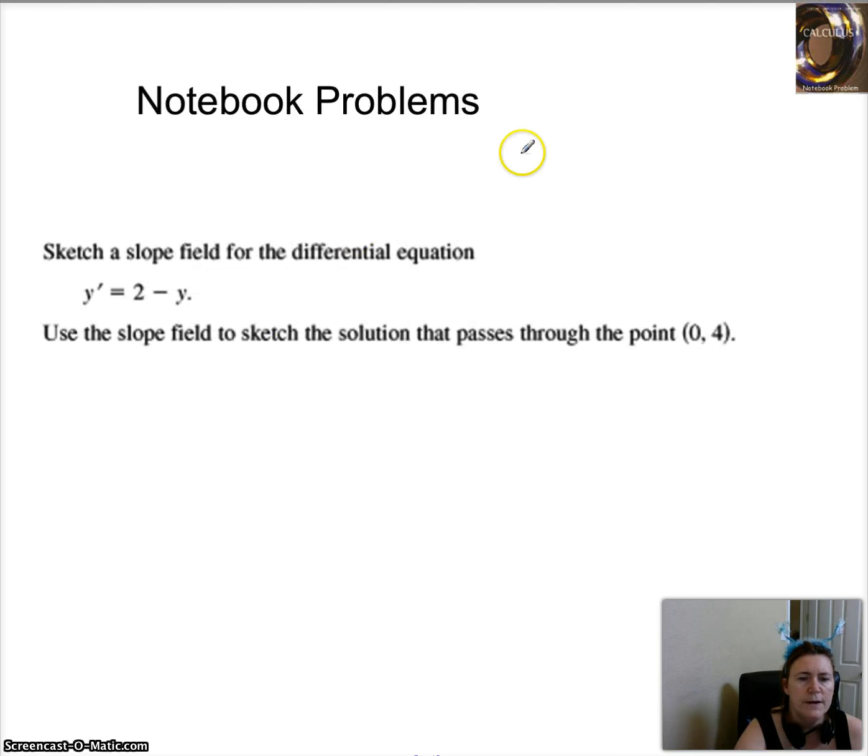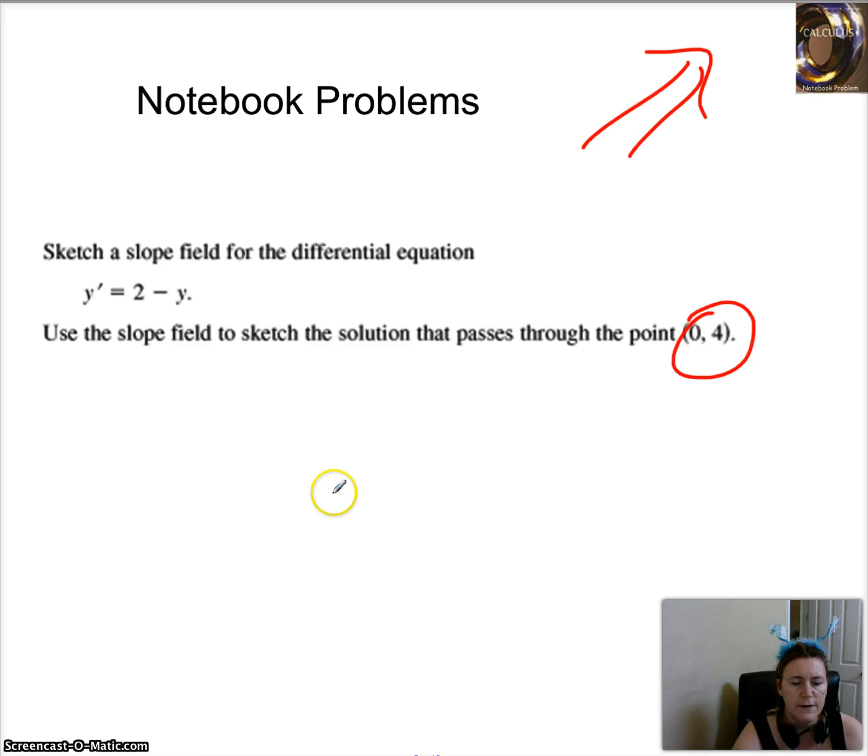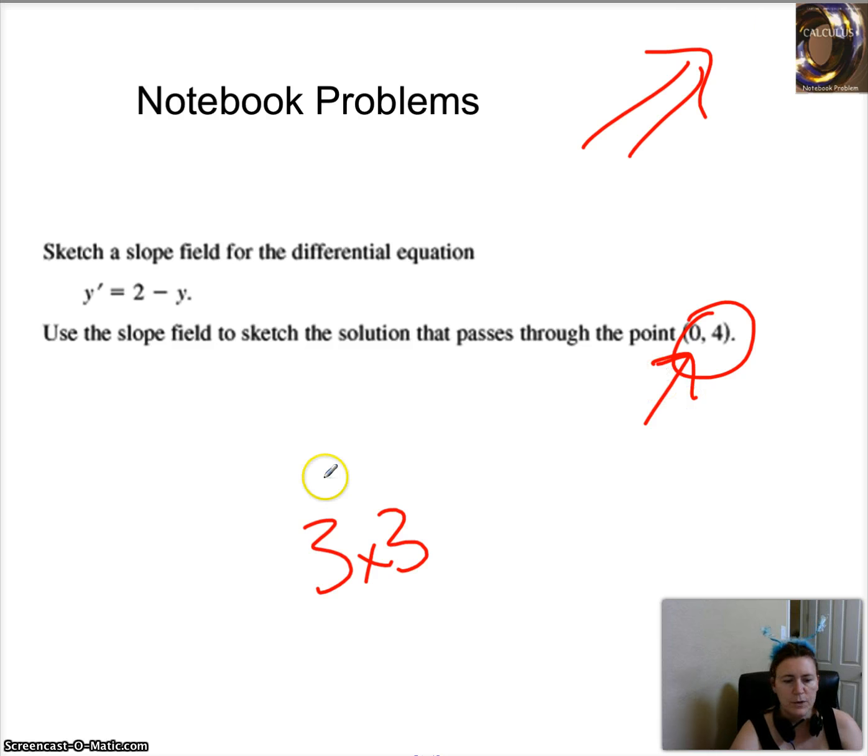Okay, you give this one a go and you want to go through 4, 0, 4. So give me a 3 by 3 grid around 0, 4. And when you're done, turn off the tape.